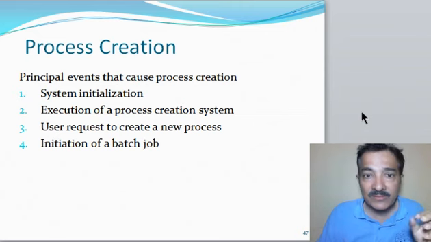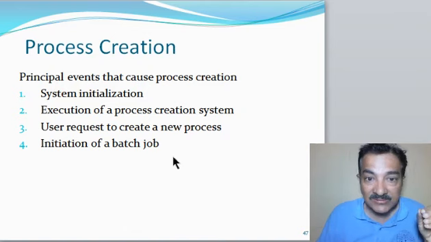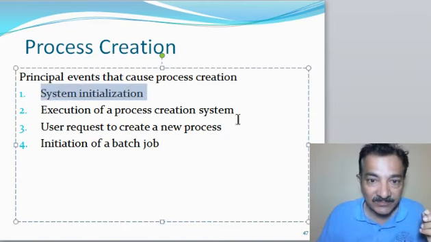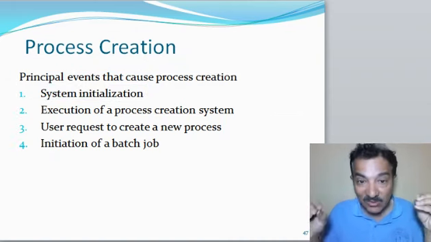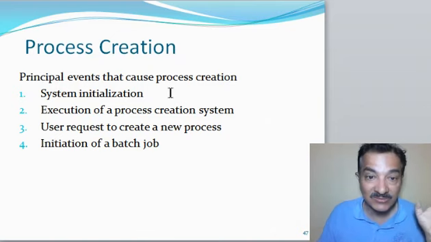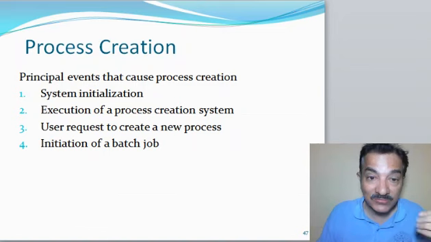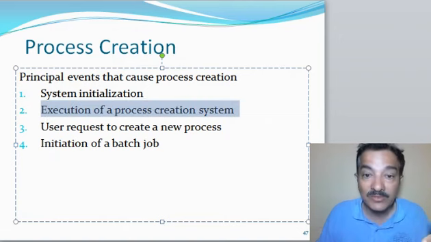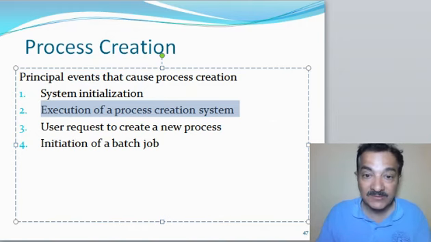Now, what are the conditions in which a process will get created? Some of the conditions when a process can get created is system initialization. There is an init process. There has to be one process which will start on its own, and that is the init process. The init process creates many processes, that is execution of the process creation system. So the init process will create many processes in the OS.